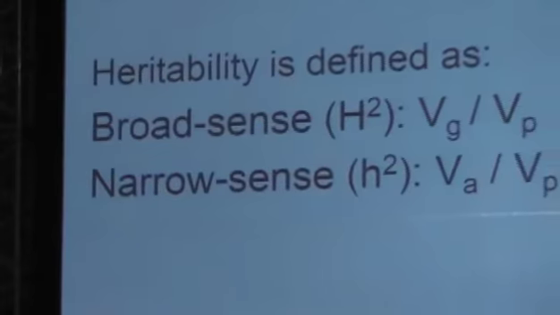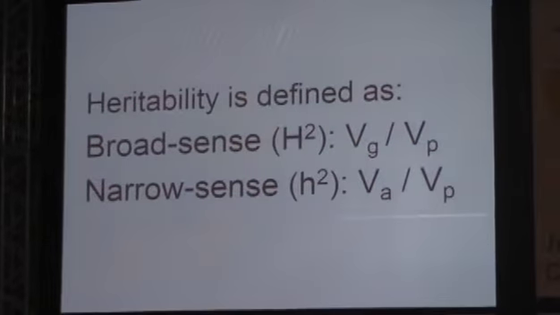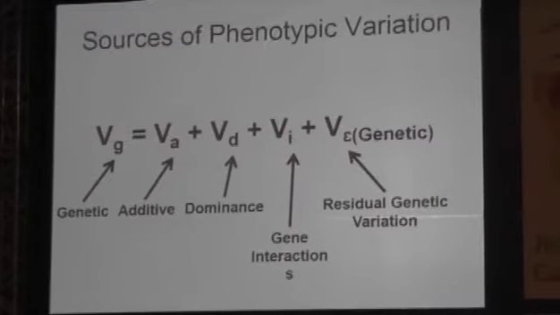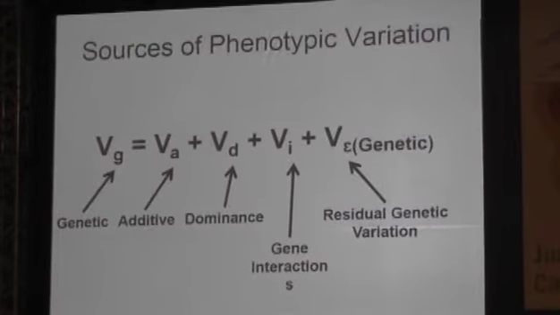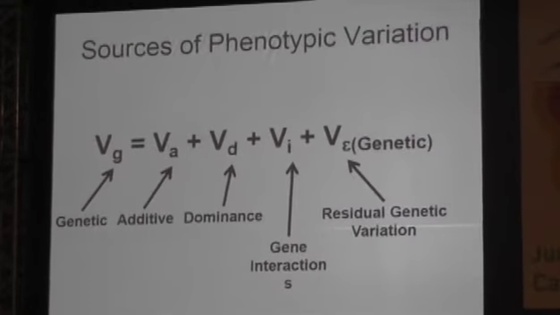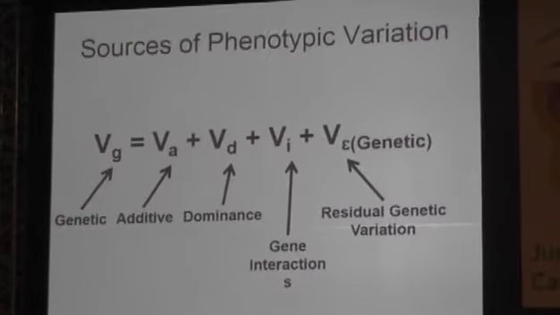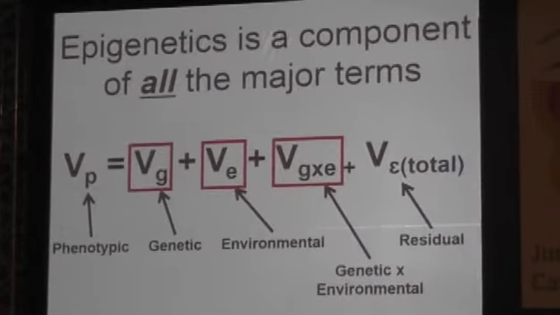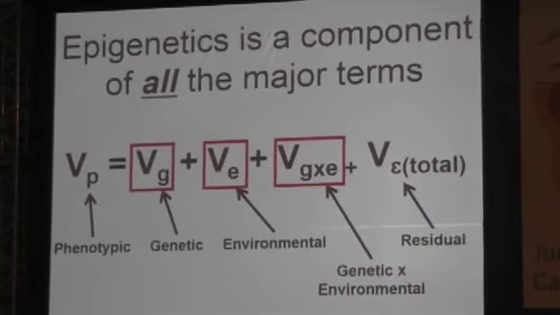And of course, we can calculate heritability in the broad sense, where we're talking about total genetic variance divided by phenotypic variance, or we can calculate heritability in the narrow sense, where we're talking about a particular component of the total genetic variance. No matter how you calculate it, epigenetics is a component of that calculation. And so what I hope I've proved to you is that epigenetics is a component of all the major terms in the quantitative genetics equation.